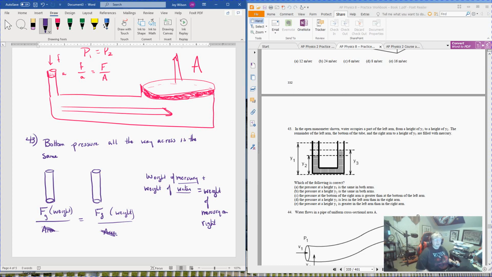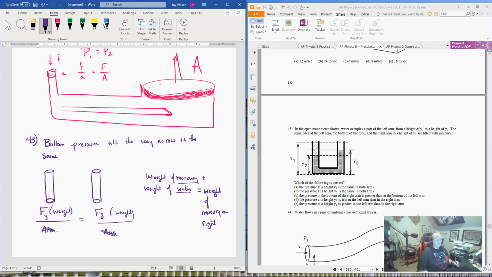On the second question, the pressure at height Y2 is the same in both arms. Oh, what's happening here? So here's where we've got to be careful, and I'll have to apologize. The pressure at height Y3 is not the same in both arms because the mercury is under just atmospheric, and Y3 on the left-hand side is atmospheric plus water. So those two weights are not the same, or the two pressures are not the same.